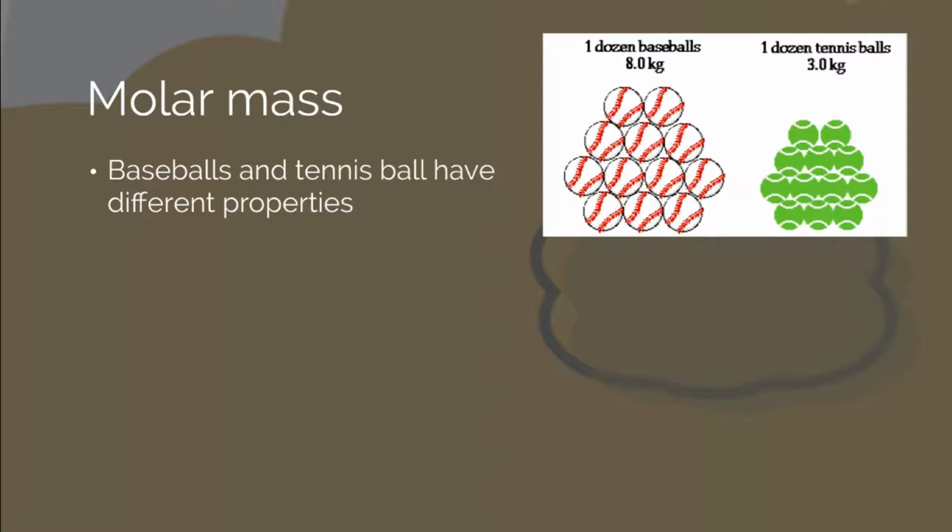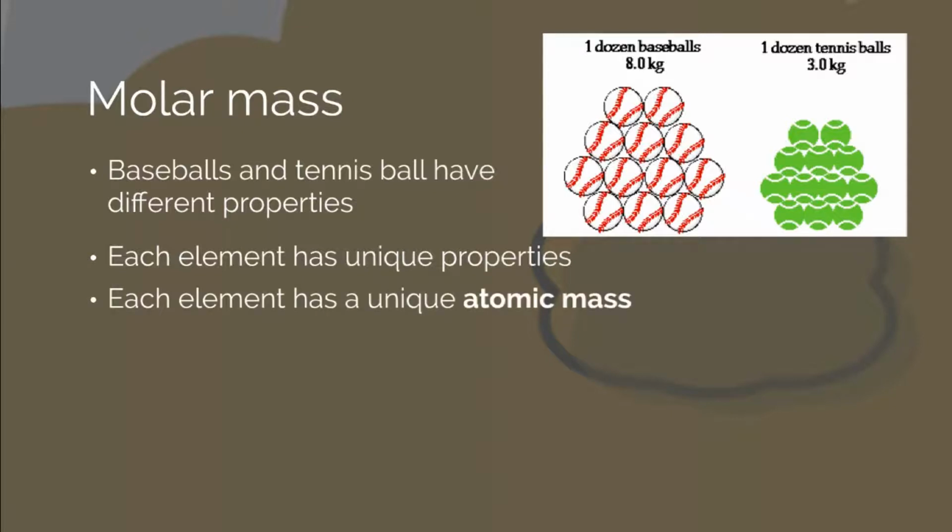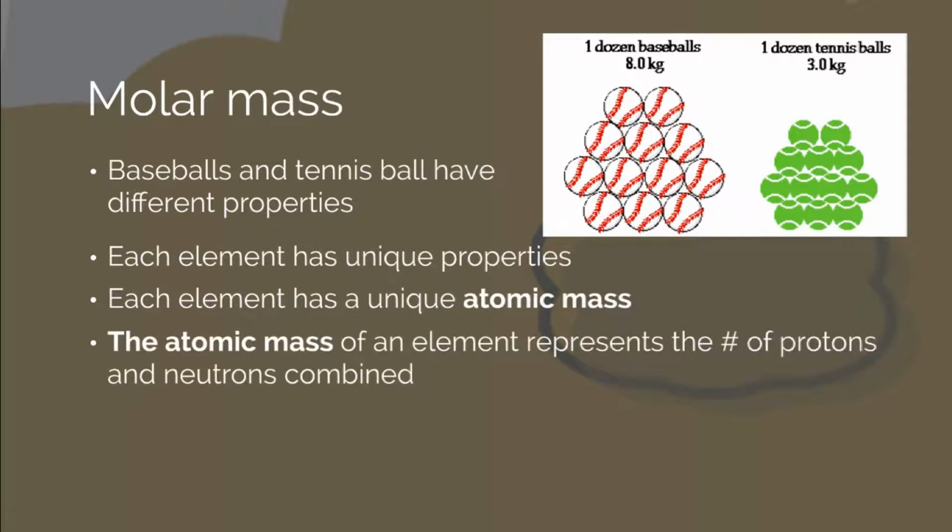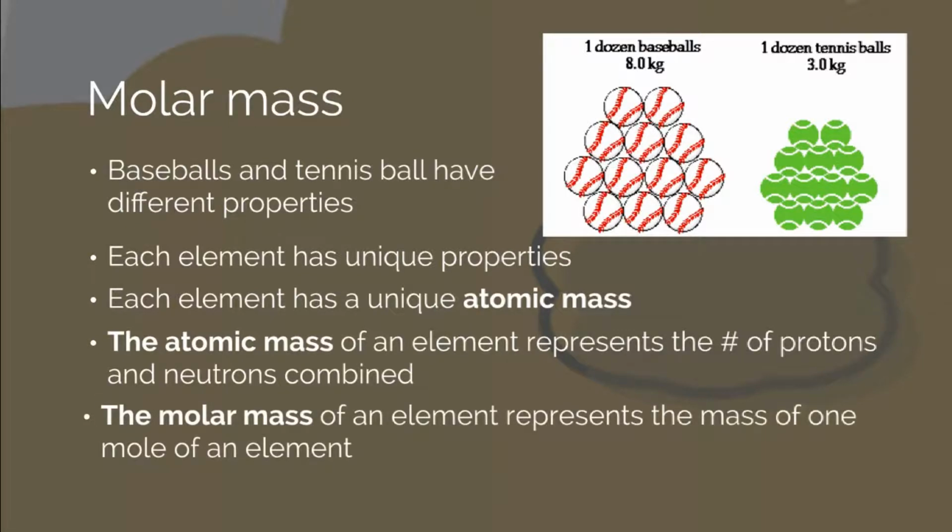But just like these two types of sports balls have different properties, all the elements we know also have different properties. And one property that we focus on especially is the atomic mass. Now, if you remember back from our atomic theory chapter, you know that the atomic mass accounts for the number of protons and the number of neutrons of an element, and we combine that into a single number. Now, we're bringing the molar mass into this mix, and so we're actually using the same number, but it's telling us different information about an element. For the molar mass, it tells us how much 1 mole of that element will weigh.